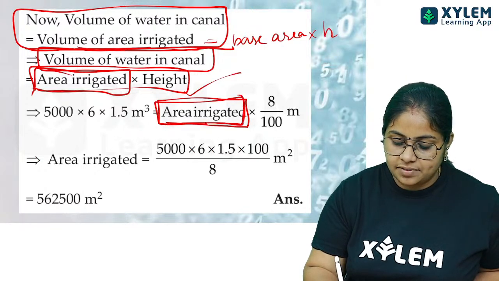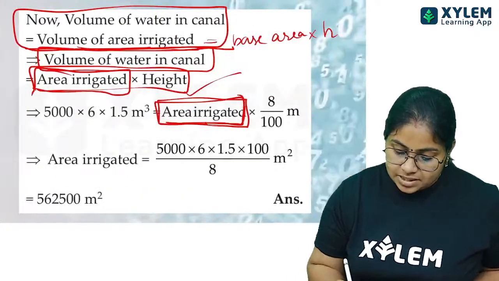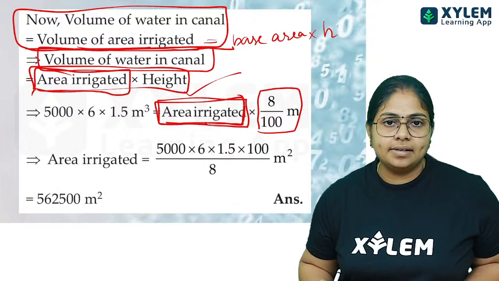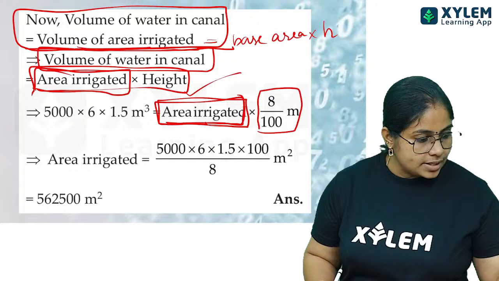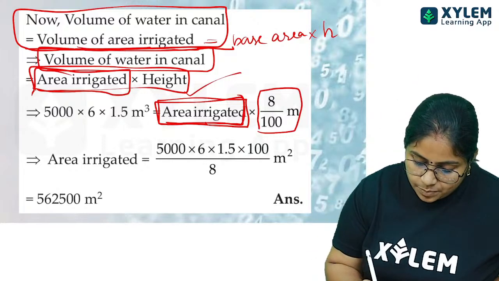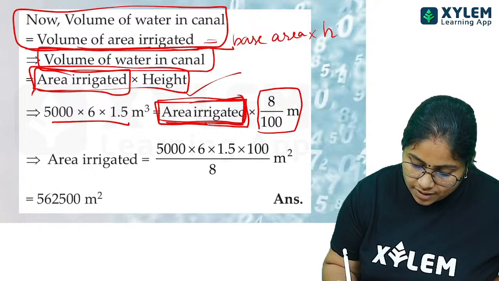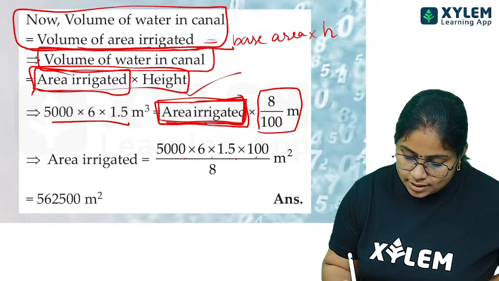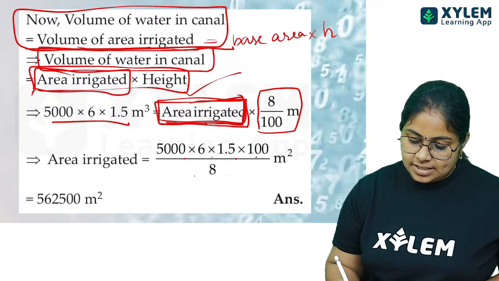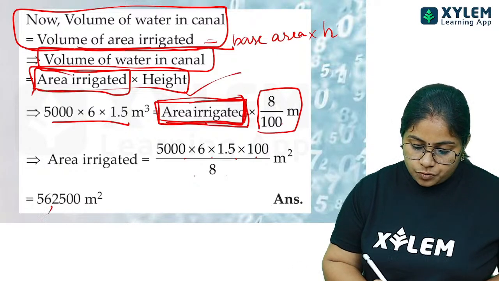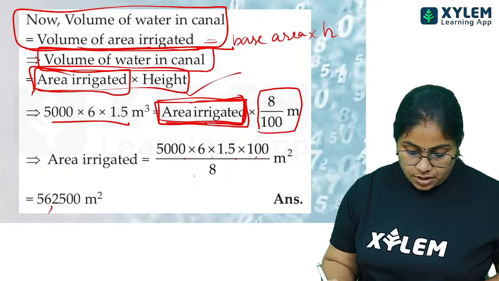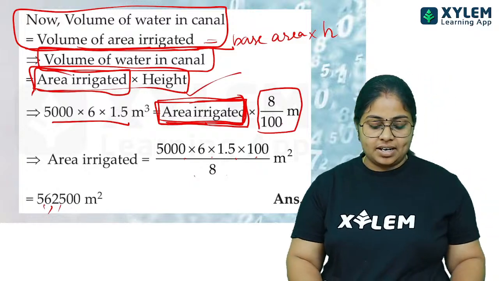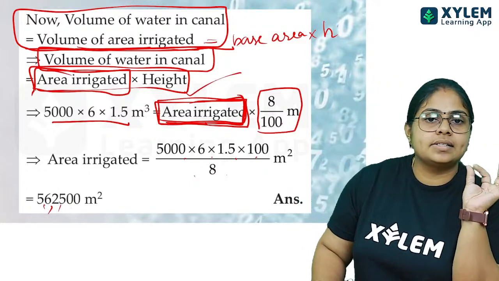For the height, 8 centimeters is given. We change the centimeters into meters by dividing by 100, so we have 8 by 100. Finally, the area irrigated is this value divided by 8 by 100, which gets inverted. So it is 5000 into 6 into 1.5 into 100 divided by 8. After cancellation and all, we get 5,62,500 meter square area getting irrigated.